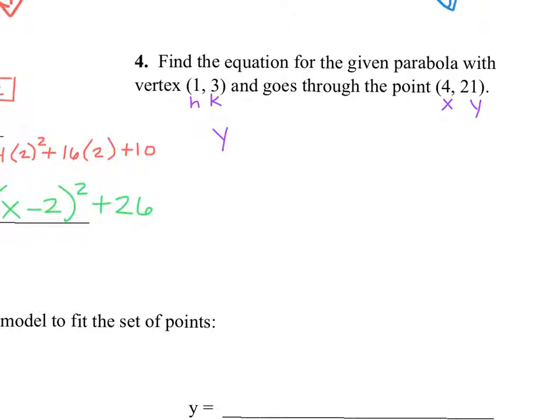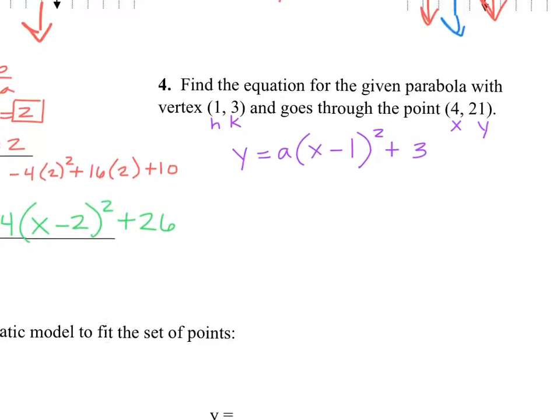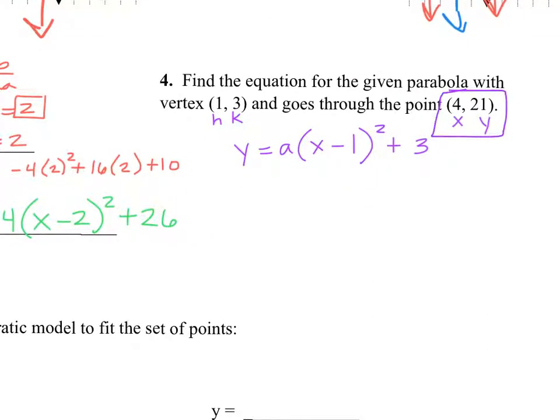In vertex form, it's y equals a times x minus h, right? So that's x minus 1 squared, this is why it's super important that you know this form, plus your k value. If you can write that in for me and get nothing else, that's one of the 3 points for the problem. Can you get it into vertex form? Okay?